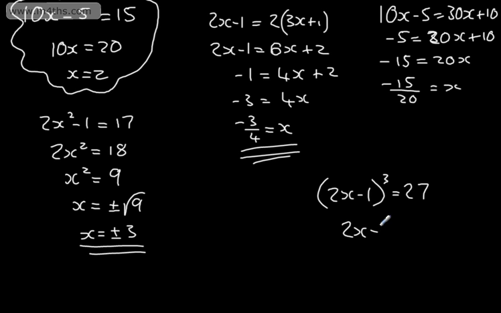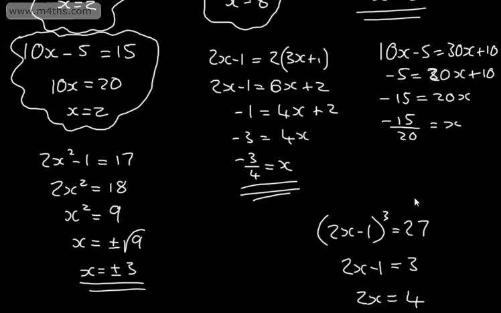So the first thing we need to do is take the cube root of both sides. The cube root is the inverse of cubing. Cube root of 27 is going to give me 3, and then this is nice and straightforward to solve from here. Adding 1 to both sides, and then dividing both sides now by 2, and x is equal to 2. And if you just check that, if we substitute x is 2, 2 times 2 is 4, minus 1 is 3, 3 to the power 3 is 27.